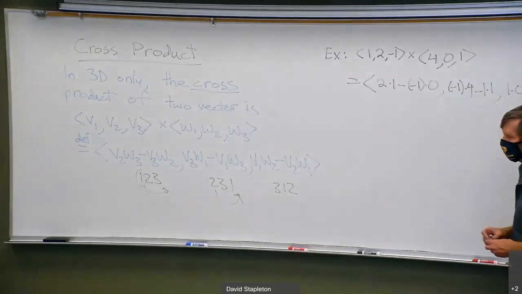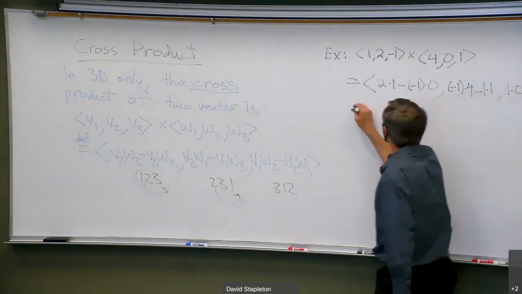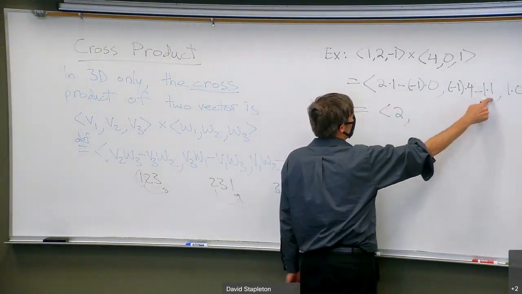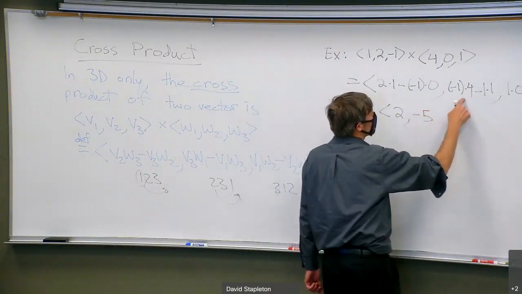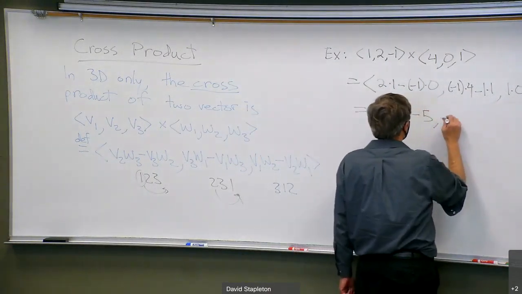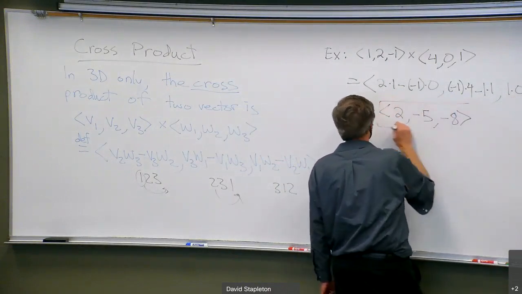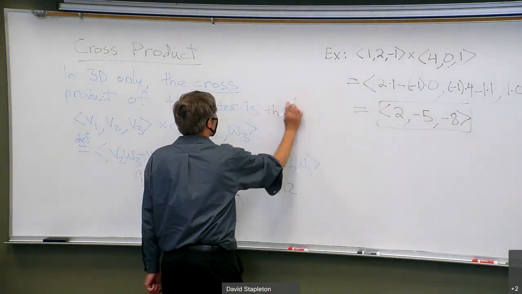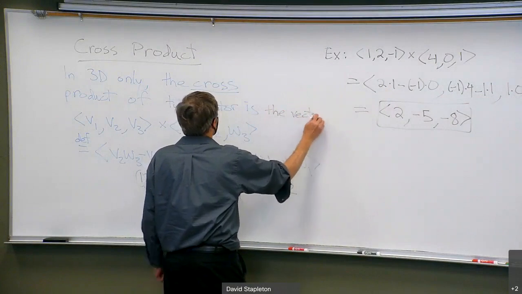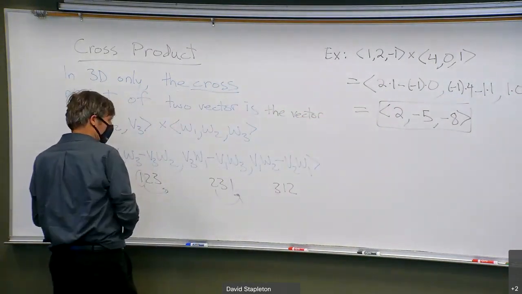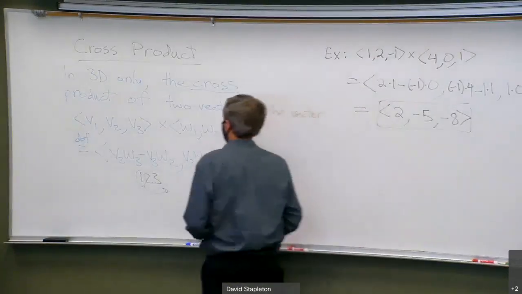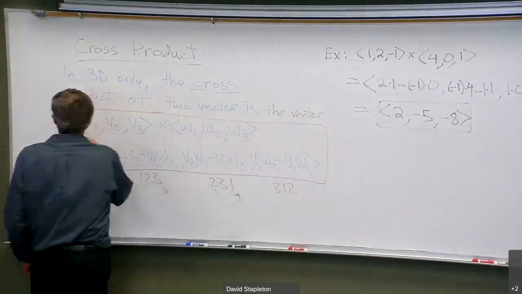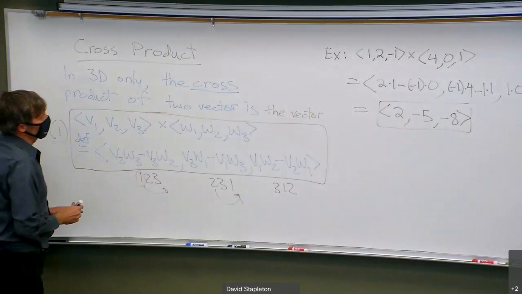But if you don't use it once in a while, it can kind of go away. Let's see. 2 minus 0 is 2. Minus 4 minus another 1 is minus 5. And 0 minus 8 is minus 8. The cross product of these 2 vectors is this vector. Maybe I should emphasize that is the vector given by this expression. Okay, so that can be equation 1, the definition of the cross product.